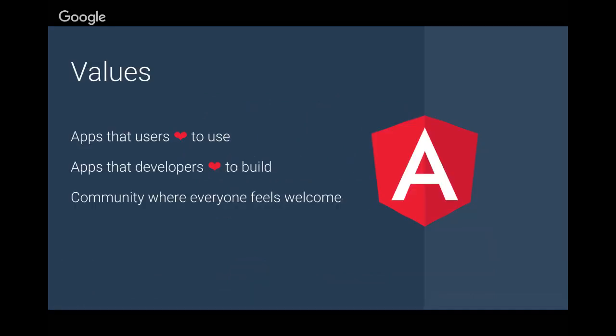I always like to start with the Angular team values, because this is a lot of how we approach problems and how we approach the community. It really informs everything that we do. The first value we have is apps that users love to use. At the end of the day, when we're building software, we're always doing it for some sort of user. We're trying to create value and solve a problem.